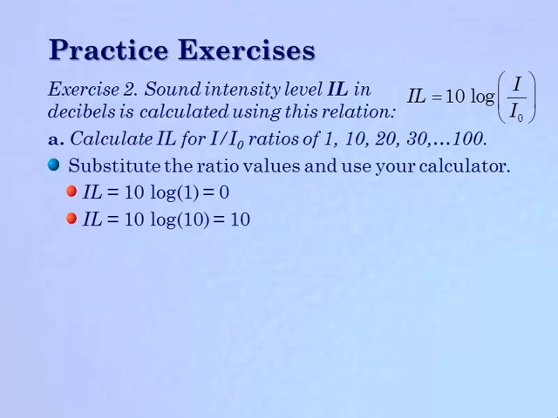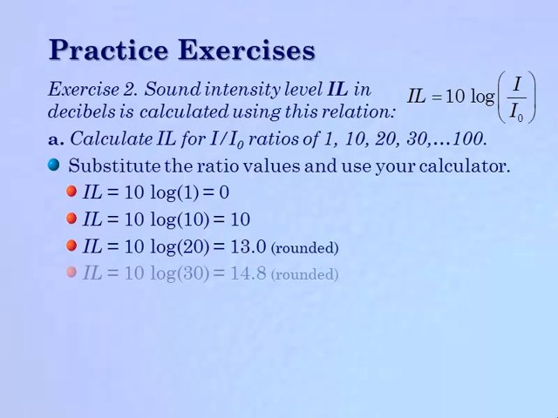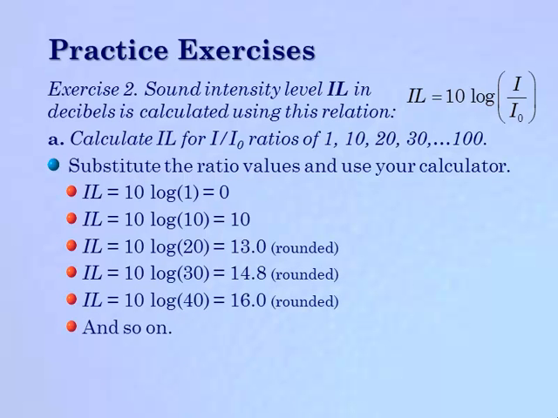10 times the log of 10 is 10, because the log of 10, base 10, is going to be 1 times 10 is 10. So those were easy, wasn't it? Now this one's not as easy. You're going to have to use your calculator for this. The log of 20 is about 1.3, and when you multiply that by 10, it comes to 13. Log of 30, log of 40, and so on. And you can go on and finish that data. And here's what your table will look like when you're done.